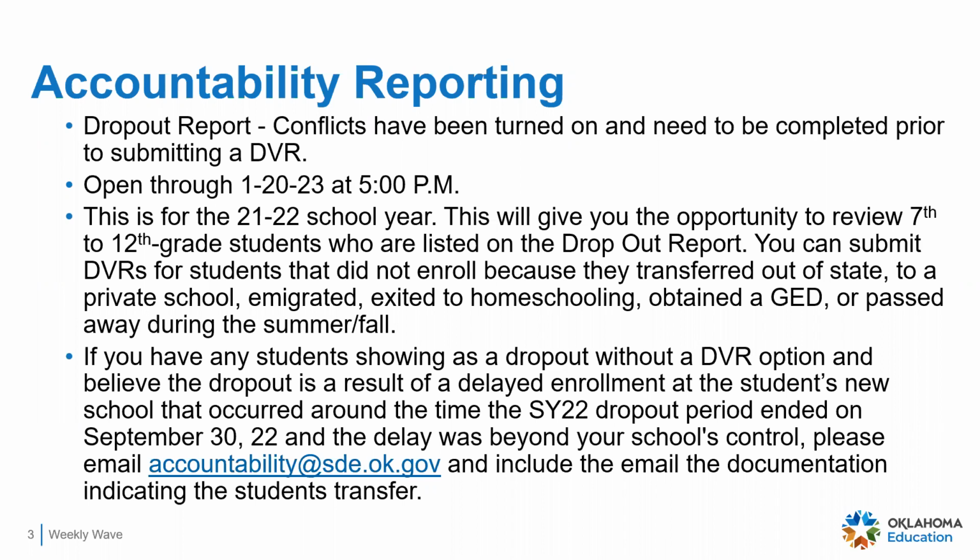Also, if you have any students showing up on the dropout report without a DVR option, and you believe that dropout is a result of a delayed enrollment at the student's new school that occurred around the time of the school year 22 dropout period, which ended on September 30th, and the delay was beyond your school's control, you need to email the Office of Accountability at accountability@sde.ok.gov and include the email and documentation indicating the student's transfer.